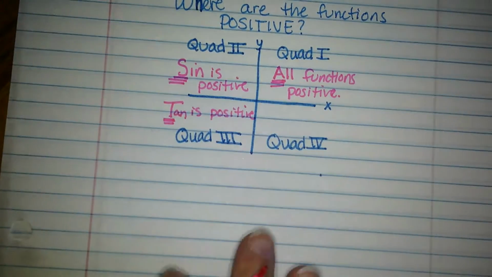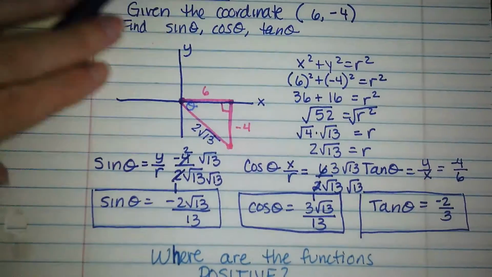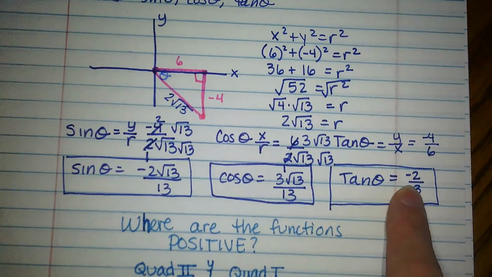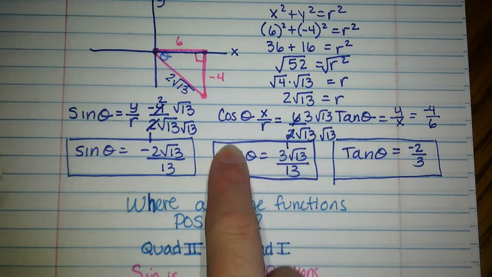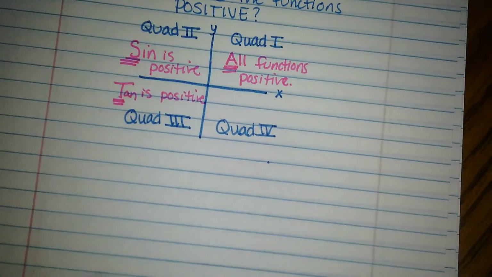And then finally, we're looking at quadrant 4. And sine is negative, cosine's positive, tangent's negative, so cosine is the only one that's positive in quadrant 4, cosine.